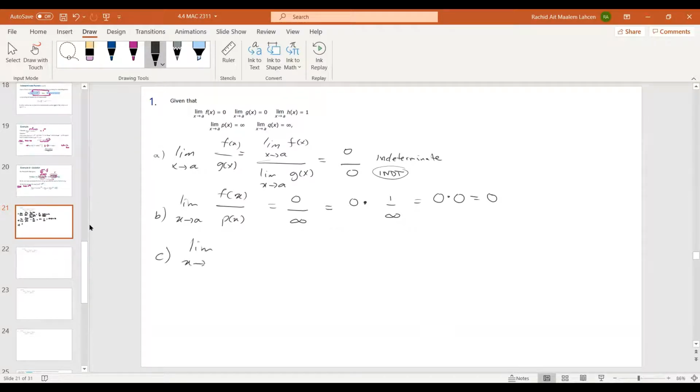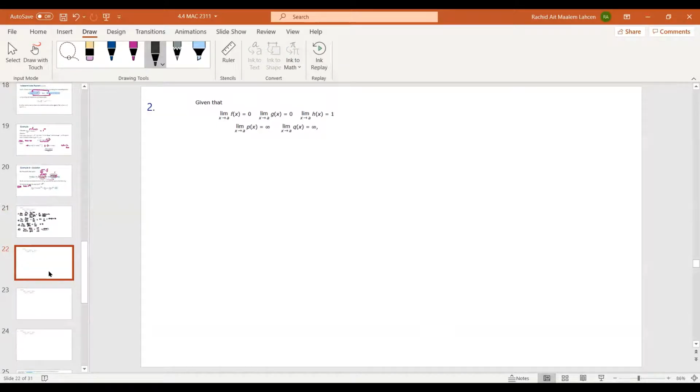The next one, h of x over p of x. h of x is 1, and the limit of p of x in this case is infinity. That's the same as now on 0. Then when we have the limit as x approaches a of p of x over q of x, p of x is infinity, and the limit is infinity. So this is another indeterminate form, right?